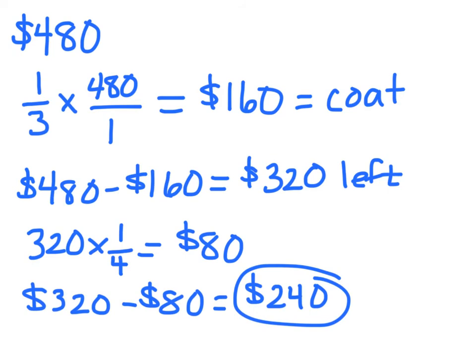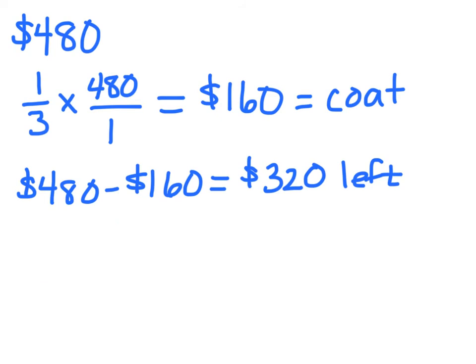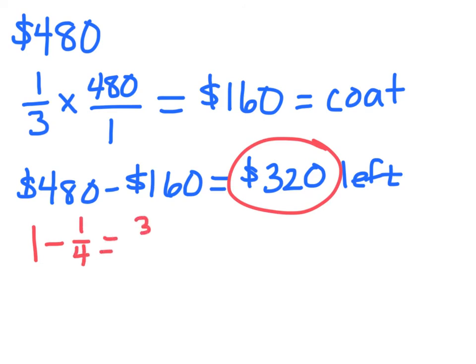There's another way you could have solved this instead of taking 320 times 1/4 to get 80 and then subtracting that from 320. Can you think of what it might be? Correct. You could actually subtract the fractions first. If we treat 320 as a whole, 1, and subtract the 1/4 that is spent on the boots to get 3/4 as our remainder, we can then find 3/4 of 320 to solve for the amount of money that is left over.